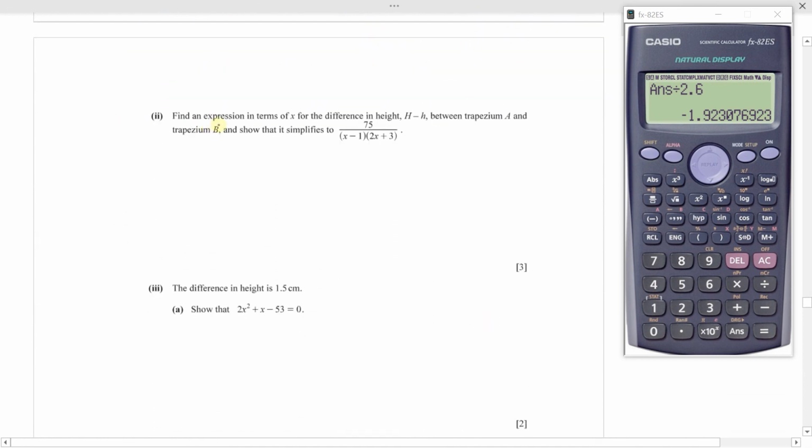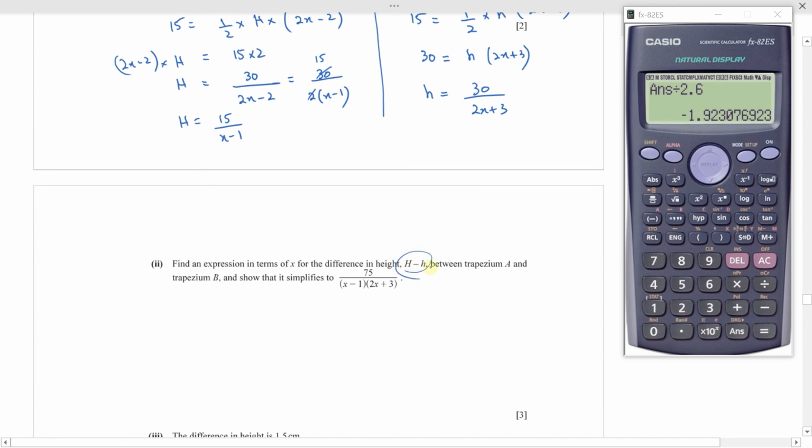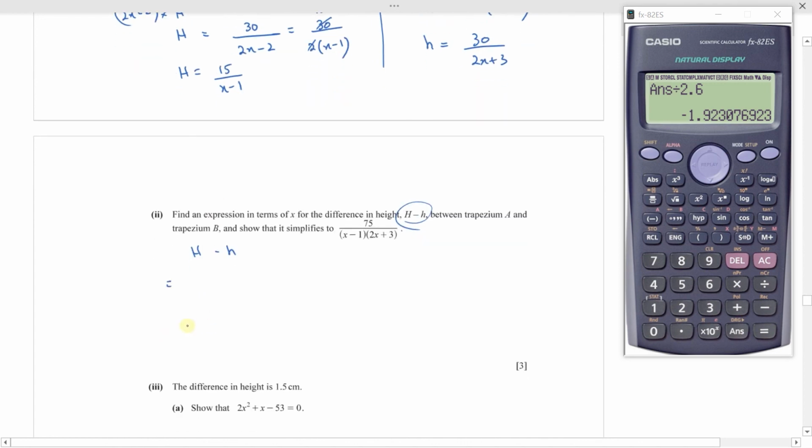Part 2 is find an expression in terms of x for the difference in height, which is capital H minus h between trapezium A and trapezium B, and show that it simplifies to this. So now you have to find this difference. So capital H minus small h will be equal to capital H, which is 15 over x minus 1, and then minus small h, which is 30 over 2x plus 3.